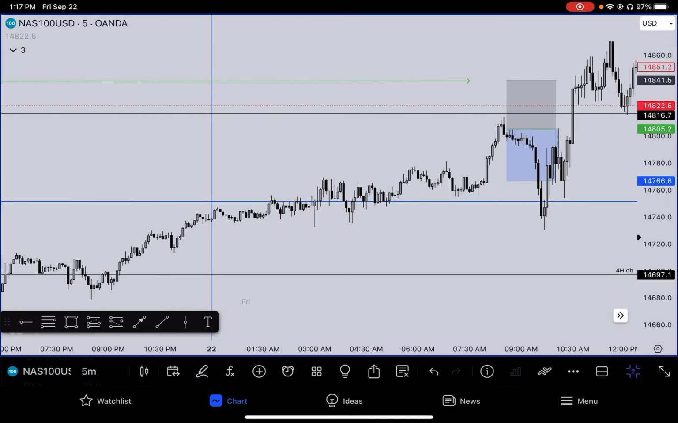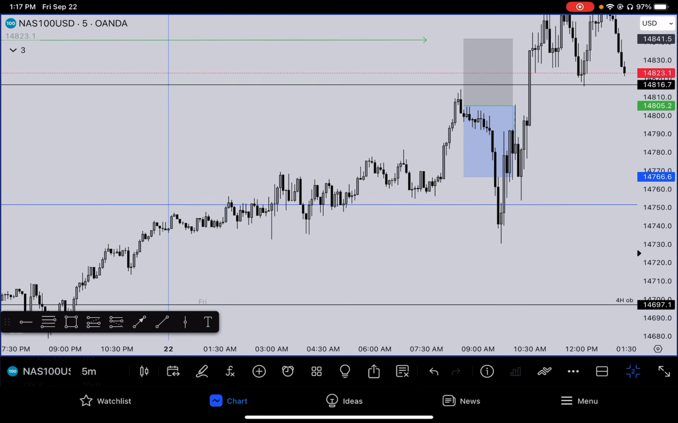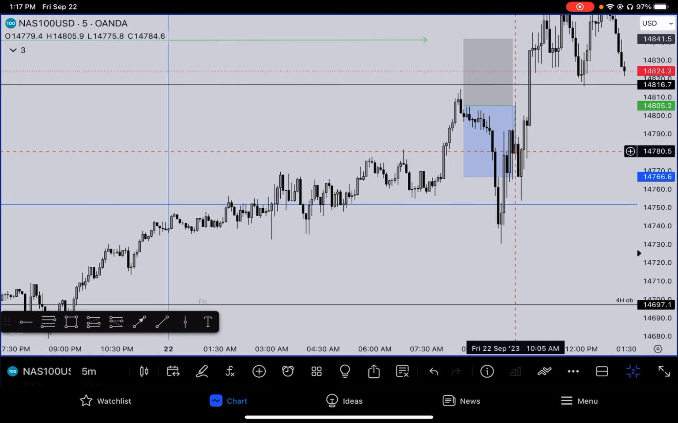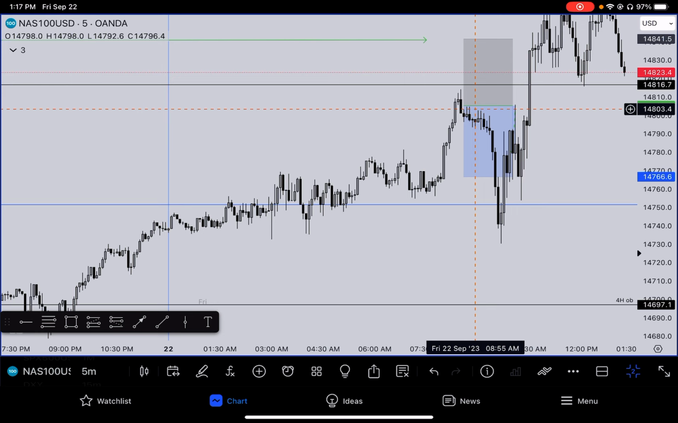And that's it. We did have news today, 9:45 in the morning, so I'm debating if I'm going to be trading news or not, because this was pretty crazy and volatile, and I didn't risk too much. I risked like 0.3%. I'm still trying to figure out my lot sizes.